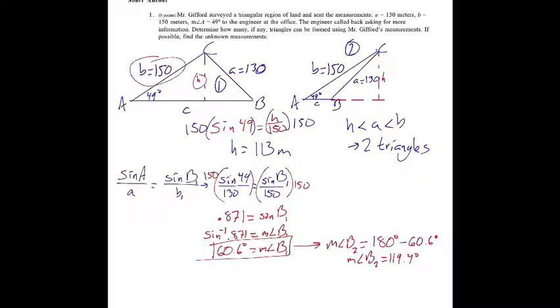Okay, so now we have another angle for both of those. So now we have two angles in both of our triangles. So let's find the measure of angle C for both of them. Oops, sorry.